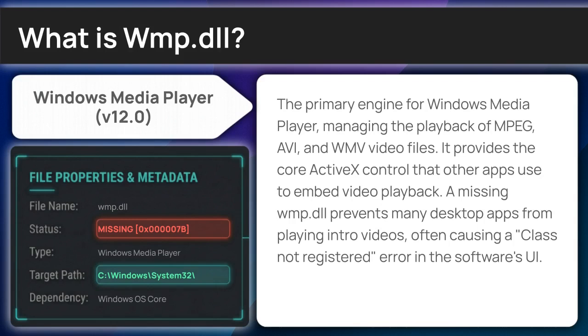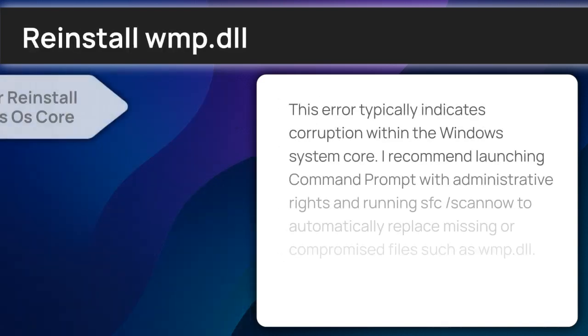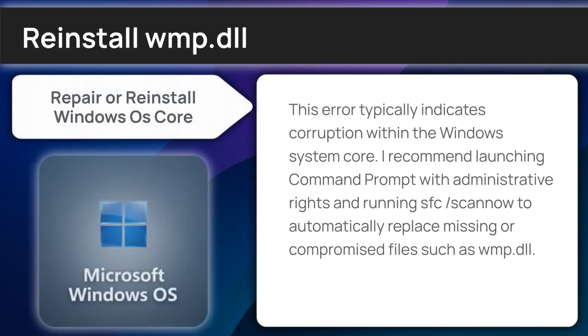A missing Wmp.dll prevents many desktop apps from playing intro videos, often causing a class not registered error in the software's UI. Now let's apply the fix by reinstalling the shared system library. This error typically indicates corruption within the Windows system core. I recommend launching Command Prompt with administrative rights and running sfc /scannow to automatically replace missing or compromised files, such as Windows Media Player Library DLL.